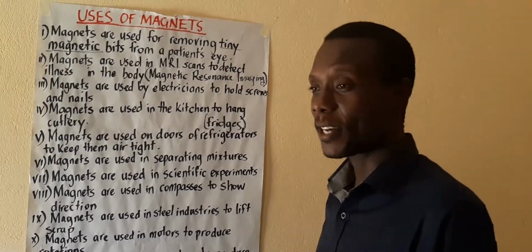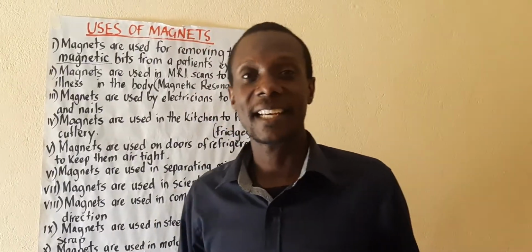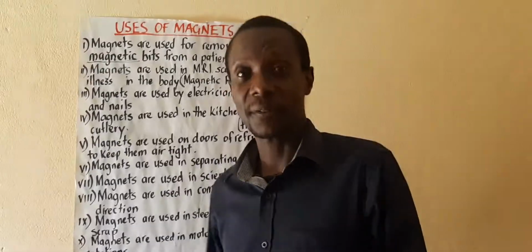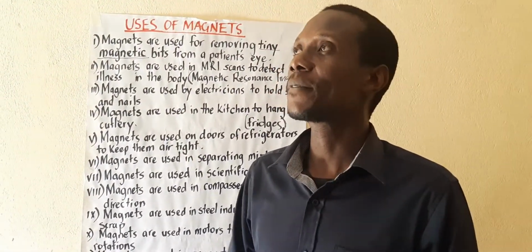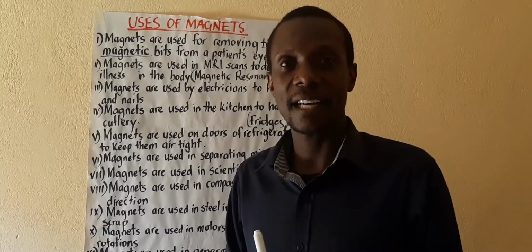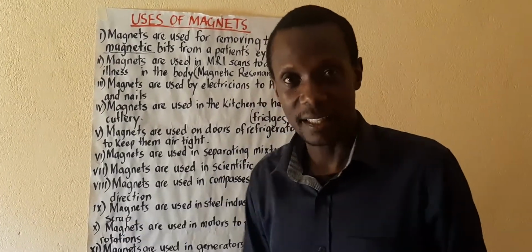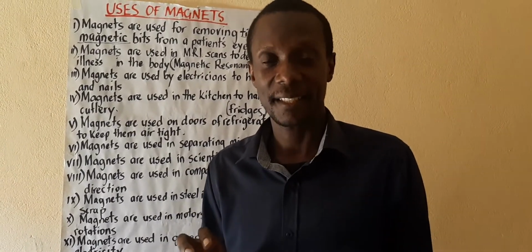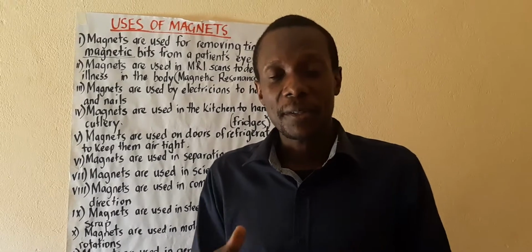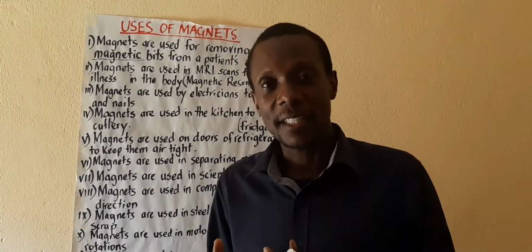Response number 6, magnets are used in separating mixtures. When do we use magnets to separate mixtures? Magnets are used when separating magnetic materials from non-magnetic materials. For example, if iron filings are mixed with beans, you pass a magnet through that mixture. The magnet will pick out the iron filings. So when do we use them? When separating magnetic from non-magnetic materials.